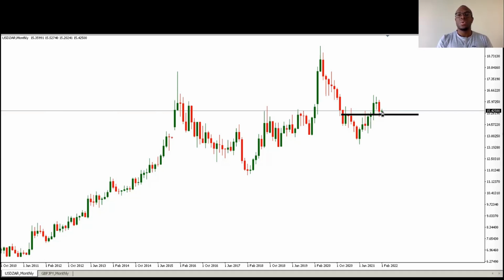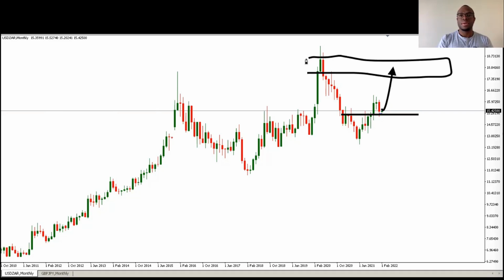So in that case, what we'll be expecting is that the price is going to start an upward movement, probably from a bullish engulf, and then in subsequent months break above this high, retest it, and then move to this area where we have this order block.